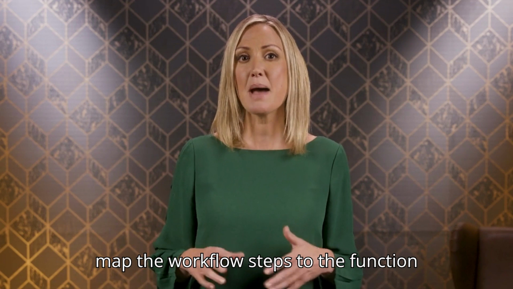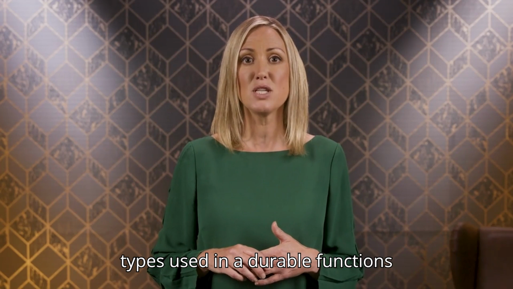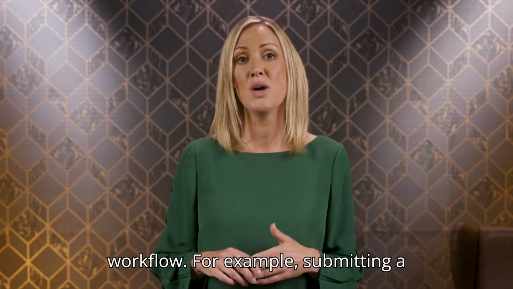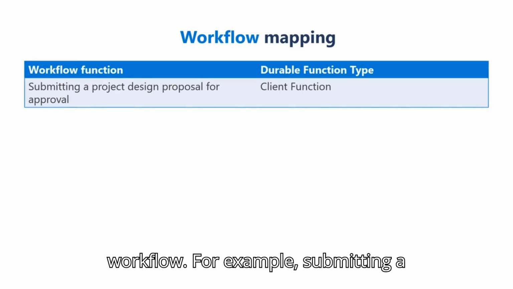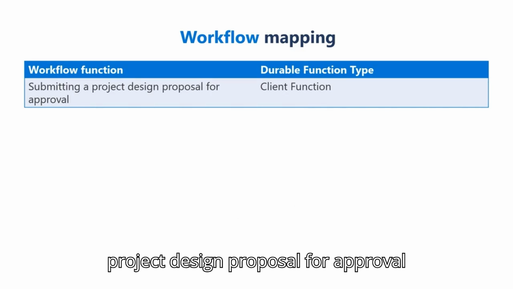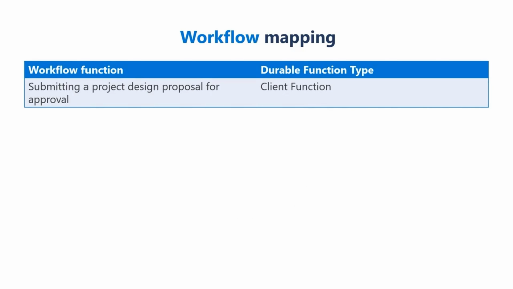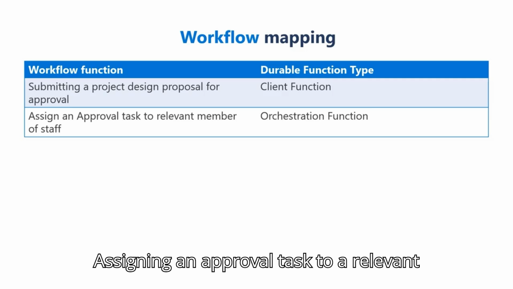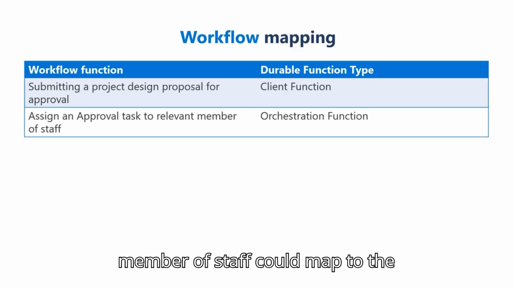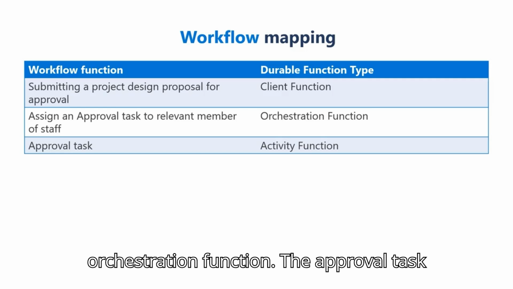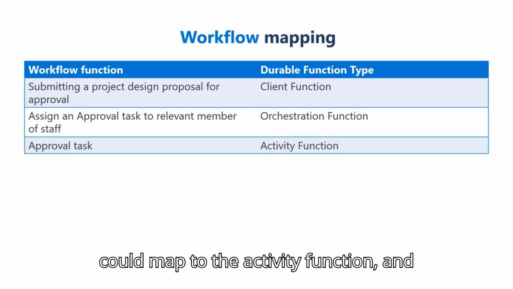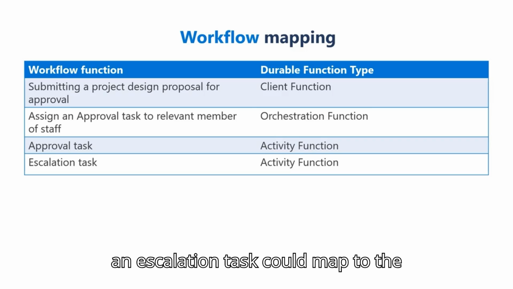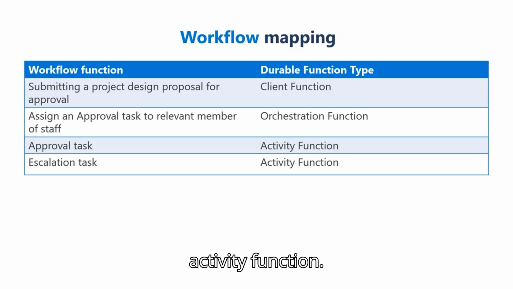It's possible to map the workflow steps to the function types used in a durable functions workflow. For example, submitting a project design proposal for approval could map to the client function. Assigning an approval task to a relevant member of staff could map to the orchestration function. The approval task could map to the activity function. And an escalation task could map to the activity function.